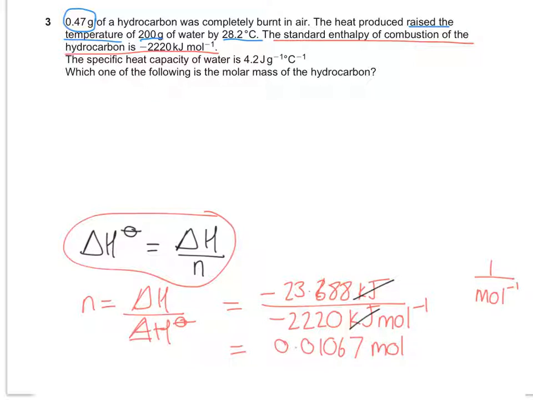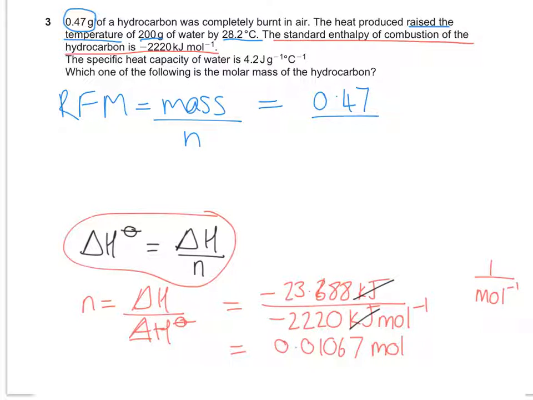So I can then work out my RFM using the equation n equals mass over RFM, rearranged to give me RFM equals mass over n, which equals 0.47 grams over my 0.01067 moles, which corresponds to 44, which is answer B.